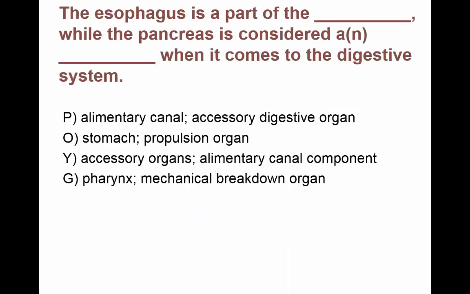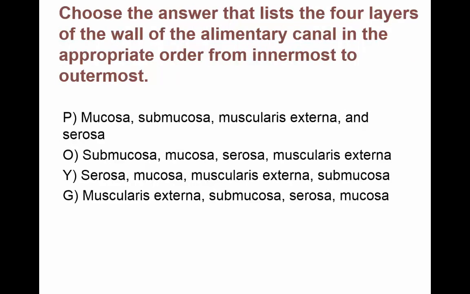All right, some review. The esophagus is part of the what, while the pancreas is considered a what when it comes to the digestive system. It is. The esophagus is part of the alimentary canal, also known as the GI tract, and the pancreas is an accessory organ. Choose the answer that lists the four layers of the wall of the alimentary canal in the appropriate order from innermost to outermost.